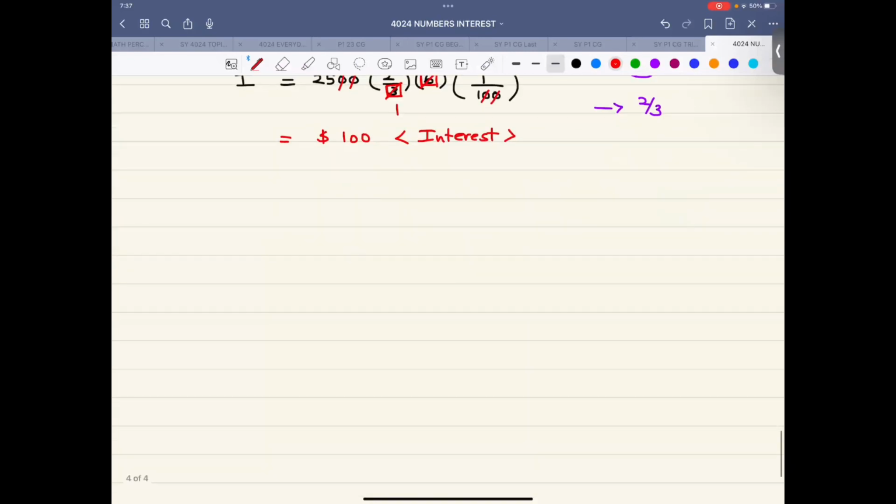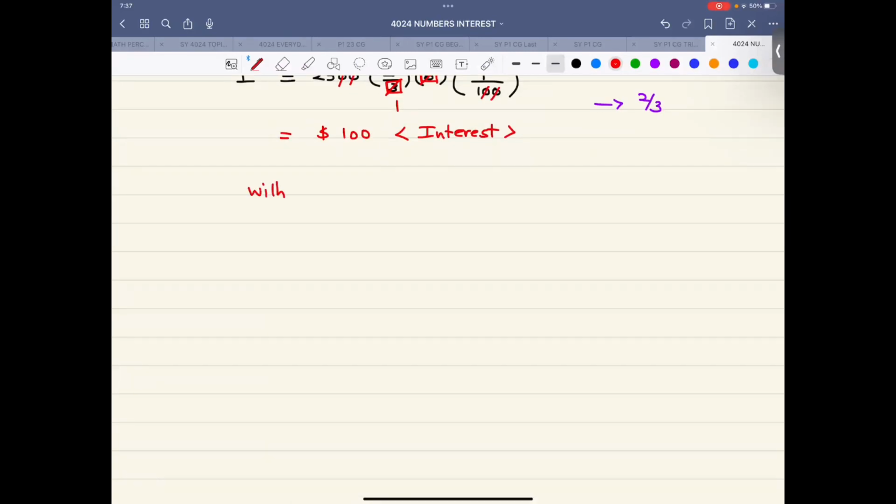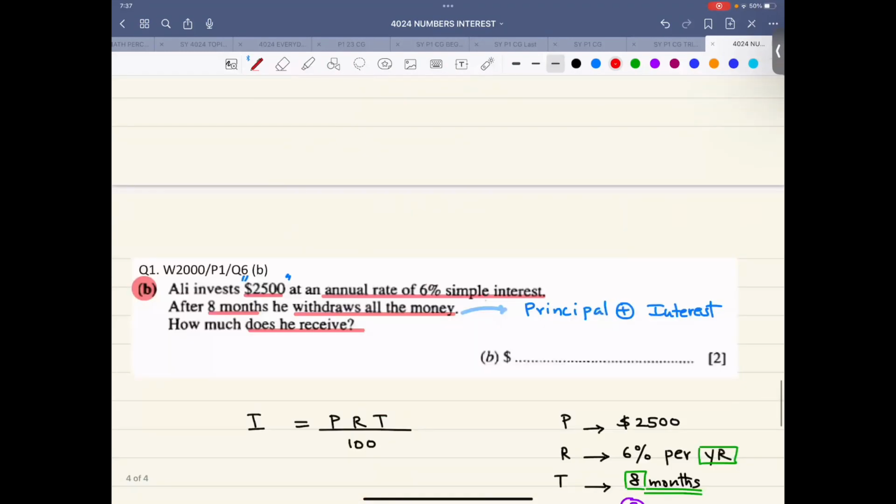How much money will he withdraw? He will withdraw not only the principal amount, the original amount, he will also withdraw the interest. So that is 2,500 plus 100. That comes out to be $2,600. That's an exact answer. And this is a paper one question, so this is without a calculator. That's how this question is completed.